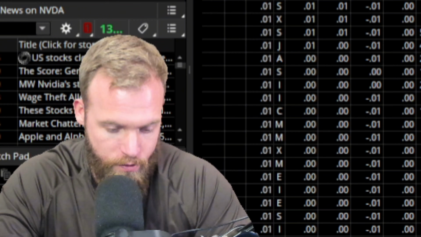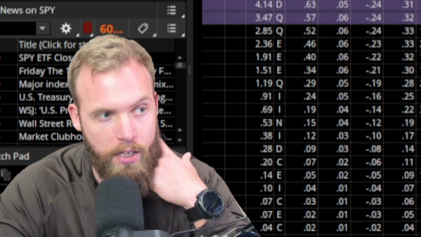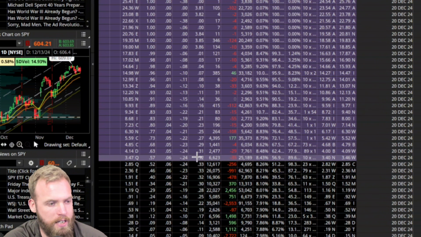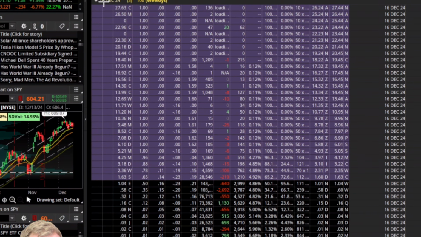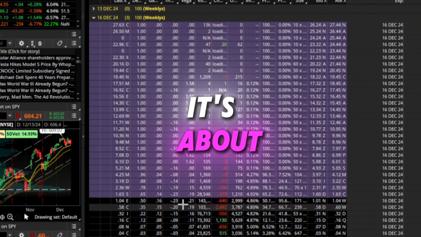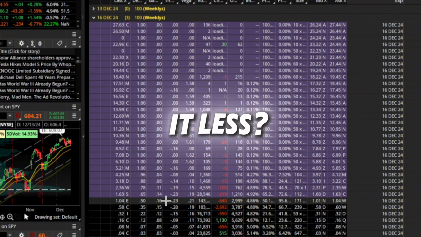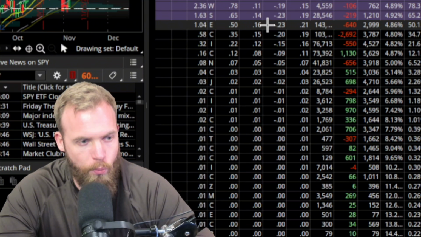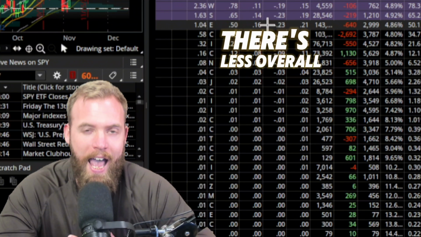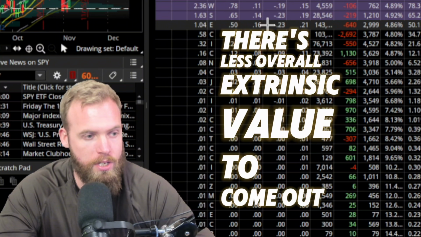And on a relative basis, let's take a look at SPY because this will have more expirations so that you can kind of see what I'm talking about. If I look at 7 days to expiration, my theta for an at the money is about 33 cents. If I look at a 3 DTE and I look at my theta for an at the money, it's about 23 cents. Why is it less? Well, it's because as you get really close in time, there's less overall extrinsic value to come out.